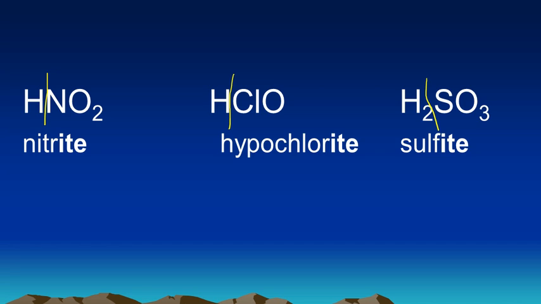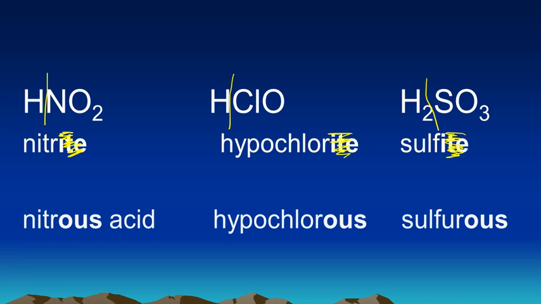And so this time, we take off the suffix, and this time the suffix is ite instead of ate, or ide. And so we have the root once again. We have nitr, hypochlor, and sulf. And this time, we add a different suffix. We replace ite with ous, O-U-S. And so HNO2 is called nitrous acid. And HClO is called hypochlorous acid. And H2SO3 is called sulfurous acid.